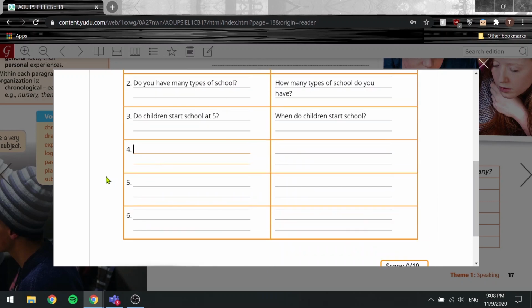So 4, what do we have first? Secondary school lasts 6 years. So I'll say, does secondary school last 6 years? So does secondary school last 6 years? And for a normal question, I'll say, how long does secondary school last?